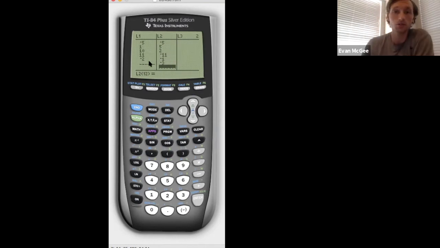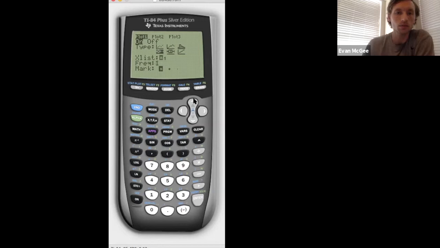Now I've got the two groups in list 1 and list 2. Let's take a look at our box plot and see their shapes. Second y equals, turn this plot on, make sure it's showing a box plot, outliers, and I'm using list 1 for this stat plot.